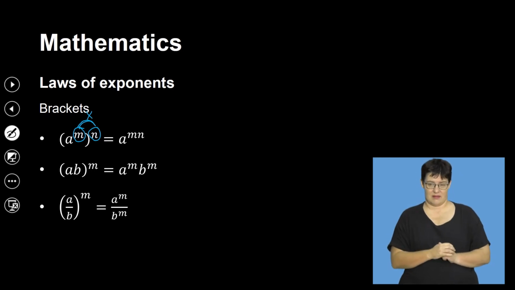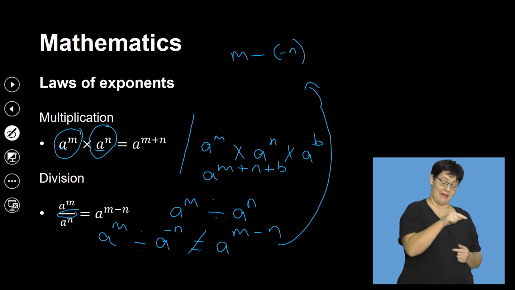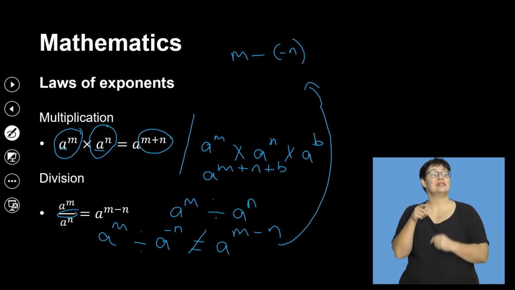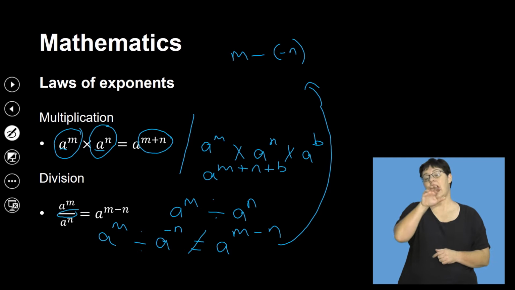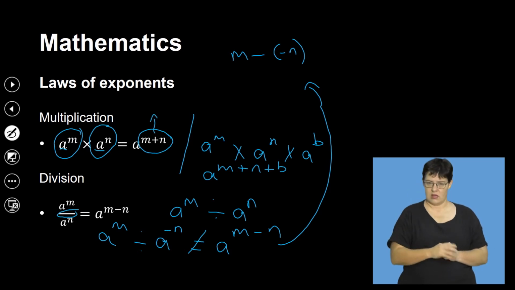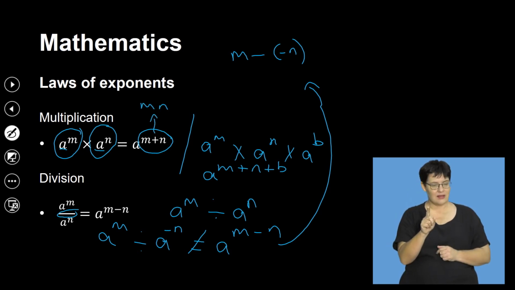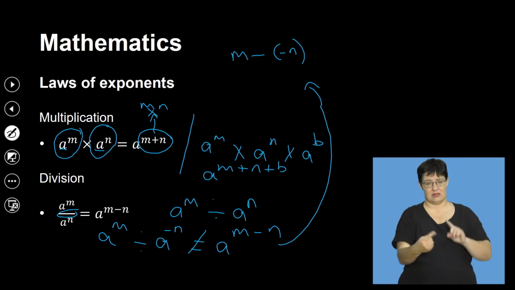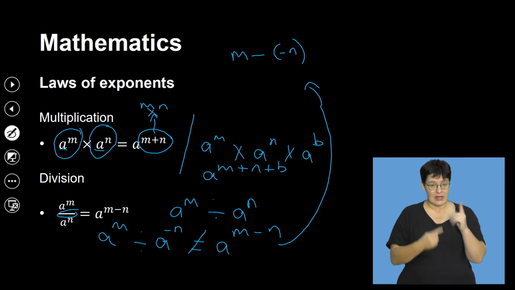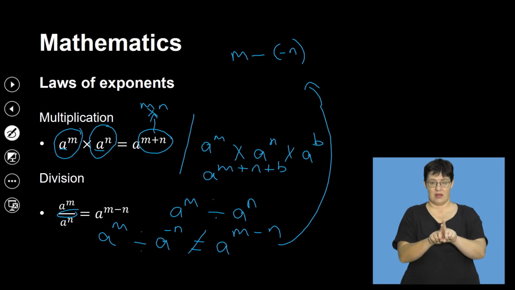Just on that mn again, going back to this one, when you are adding these exponents, don't make the mistake of saying the answer for m plus n will be mn. These are unlike terms, so you can't add them. Only when you are multiplying can they then be together.